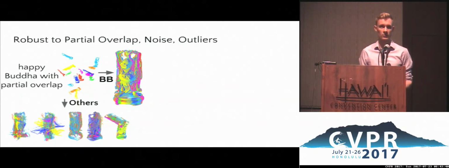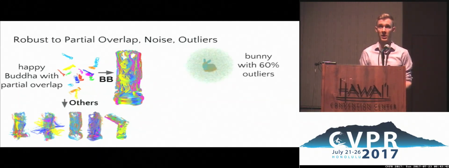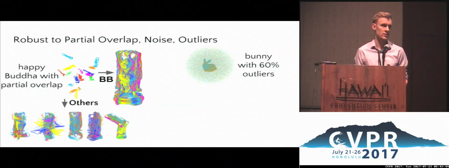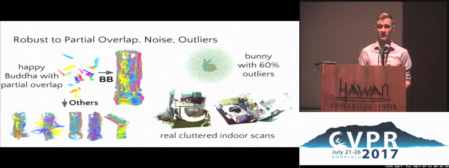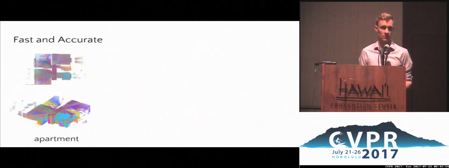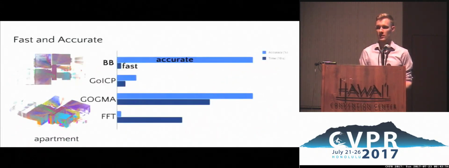We also used our algorithm to successfully align the Stanford Bunny data set corrupted with 60% outliers, and also scans of a cluttered indoor office environment. Our quantitative experiments on the apartment dataset show that the algorithm is both as fast as the fastest previously available global alignment algorithm and as accurate as the best previously available alignment algorithm.